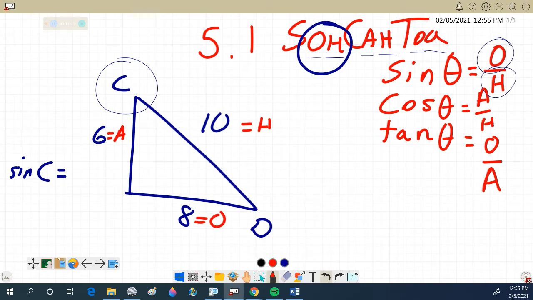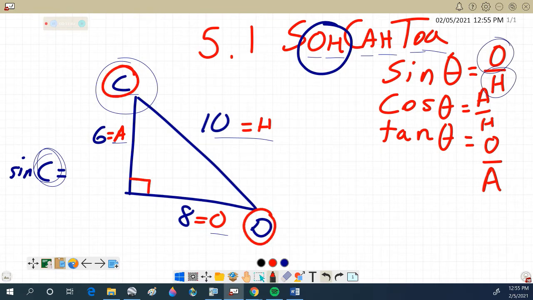Do you understand that, Oakley? So you pick your angle. H never changes, but the side that touches your angle is called A. Right, the problem will tell you which angle to use. Okay? And the angle you use will either be this one or this one.